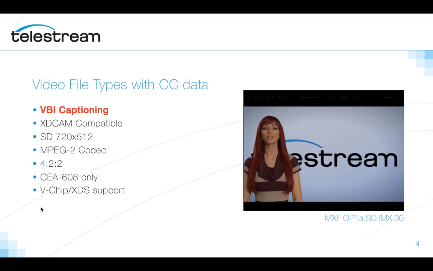Let's talk about VBI captioning. In this case, we have an XDCAM IMX30. It's got a specific MPEG-2 codec, but VBI captioning refers to the actual blinking lights, otherwise known as line 21 in a broadcast field. You can see in this particular example that the captions are actually stored in a particular vertical blanking interval. So that's one style of caption.